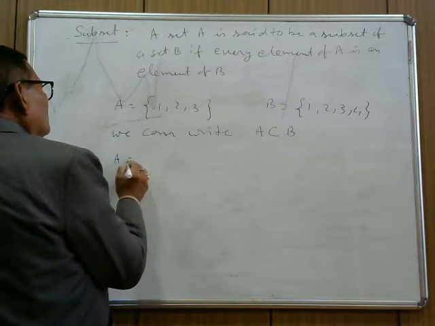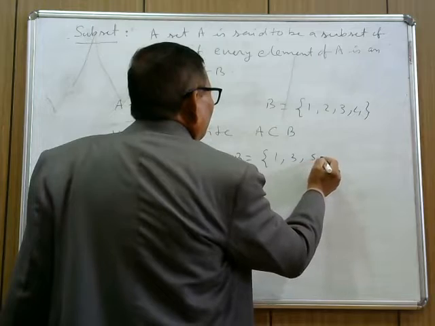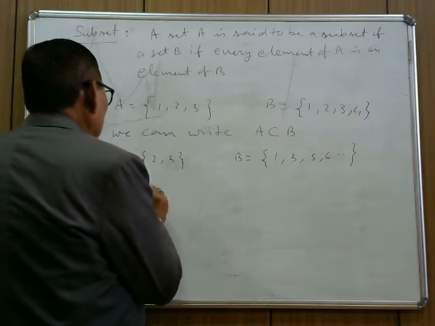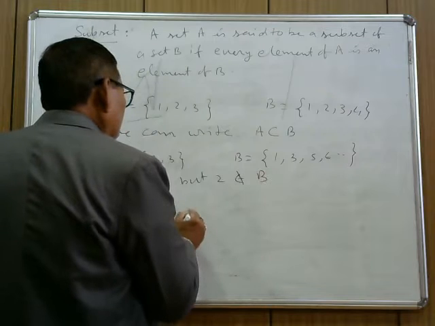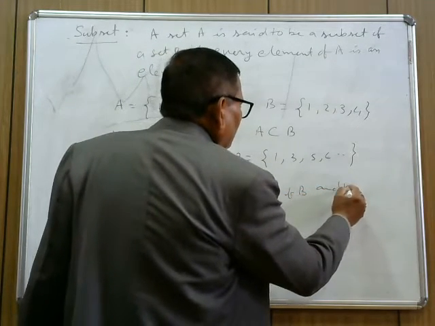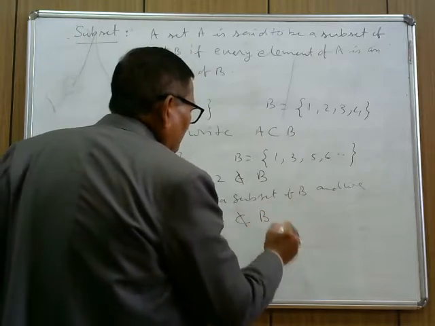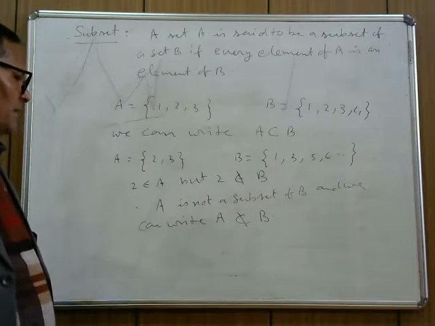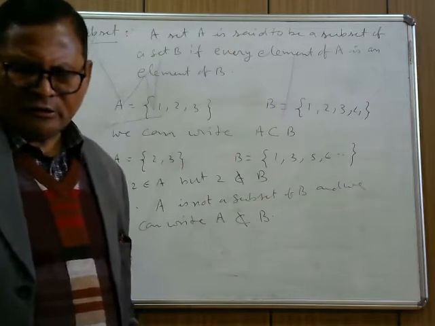If we take the example set A as 2, 3 and set B has 1, 3, 5, 6 and so on. So in this case 2 is a member of A, but 2 does not belong to B, therefore A is not a subset of B. And we can write A is not a subset of B. This is the method by which we can denote whether a set is a subset of another set or not. So in this way we can denote it by this symbol.